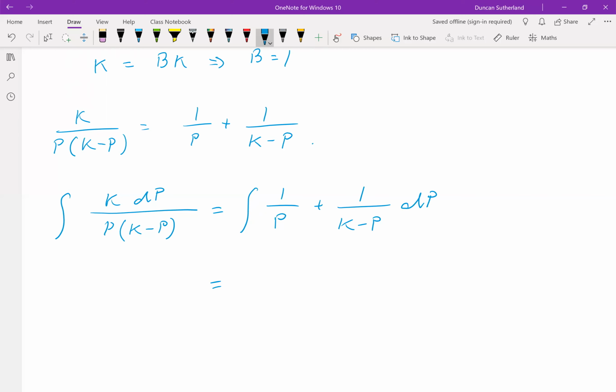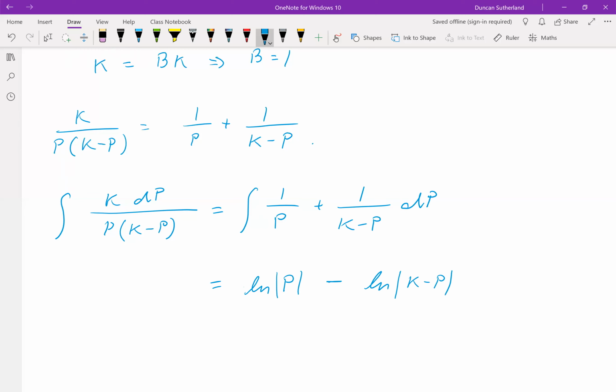And now we can approach this integral quite easily. All we have to do is remember how to integrate 1 over p and terms of that form, and we remember that they go to logarithms. So the first part of this integrand gives us natural log absolute value of p. The next bit gives us log absolute value of k minus p. But remember, we've got this minus sign here, so we've got to be careful to take care of that.